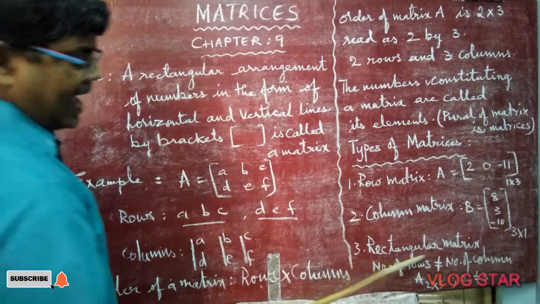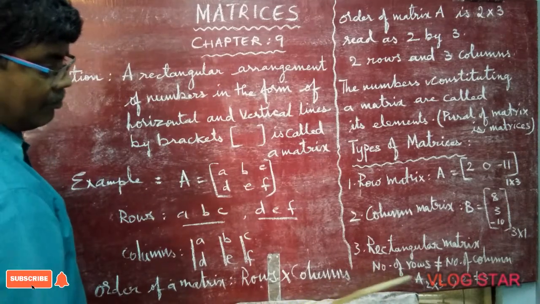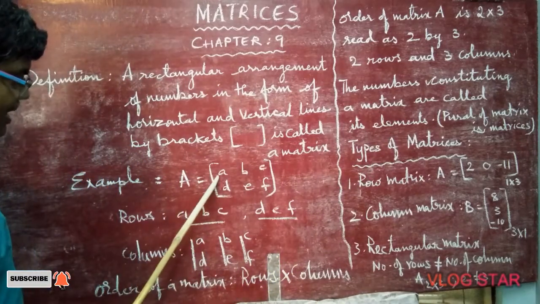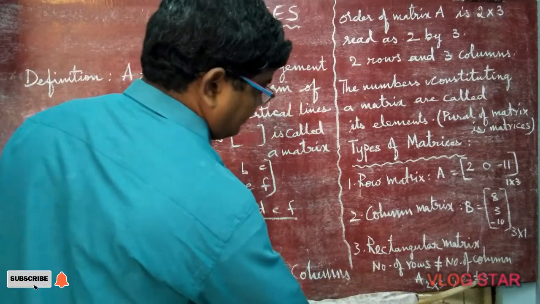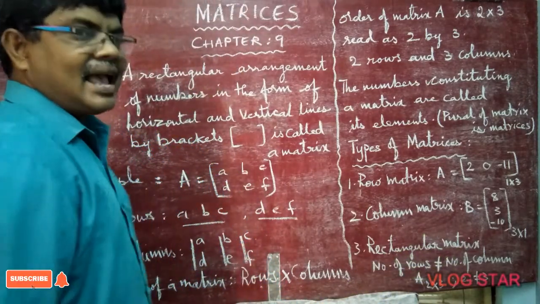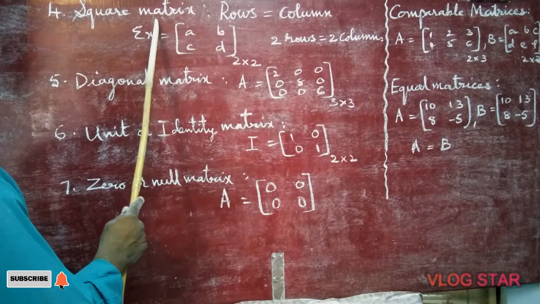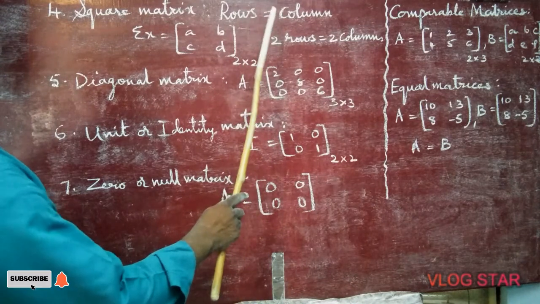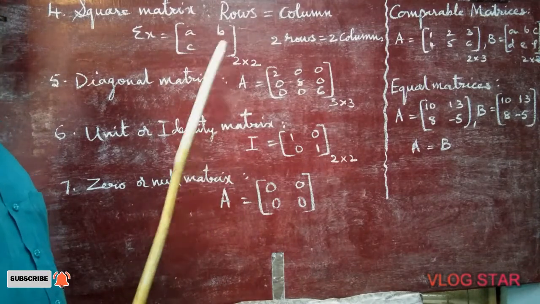Third type, rectangular matrix. What is the definition of a rectangular matrix? In a matrix, the number of rows is not equal to the number of columns. Suppose this example A is there. In this A, 2 rows and 3 columns are there. So rows are not equal to columns. Then we call such a matrix a rectangular matrix. Fourth type, square matrix. In a square matrix, the number of rows will be equal to the number of columns. When rows are equal to columns, then we call it a square matrix. Still more clearly you can see all the definitions in the textbook.